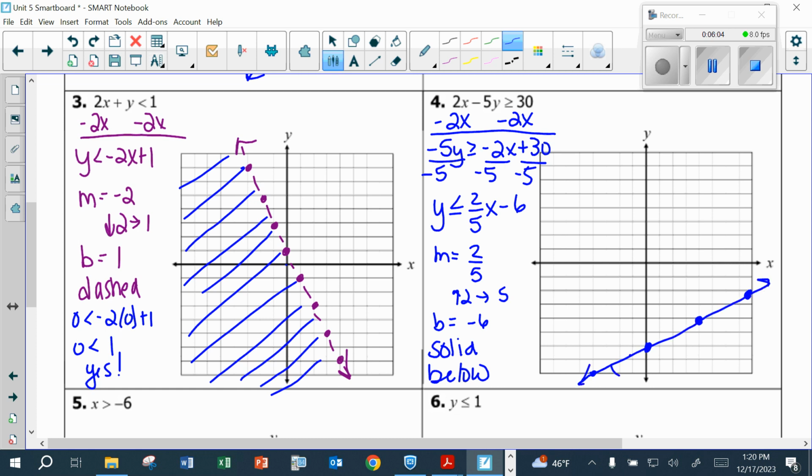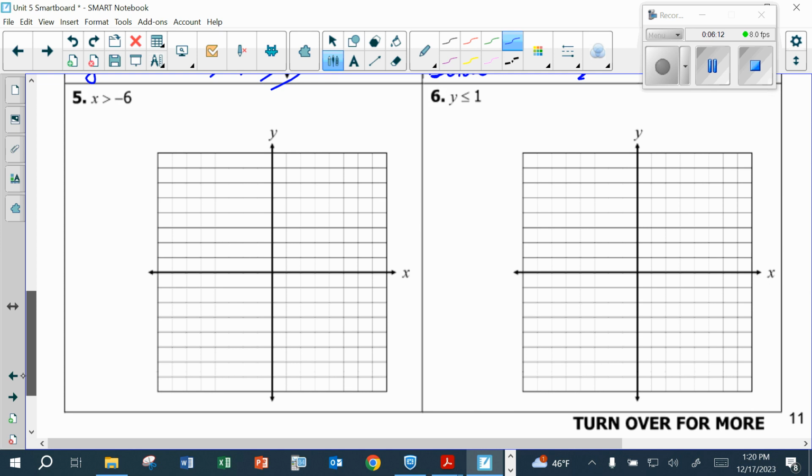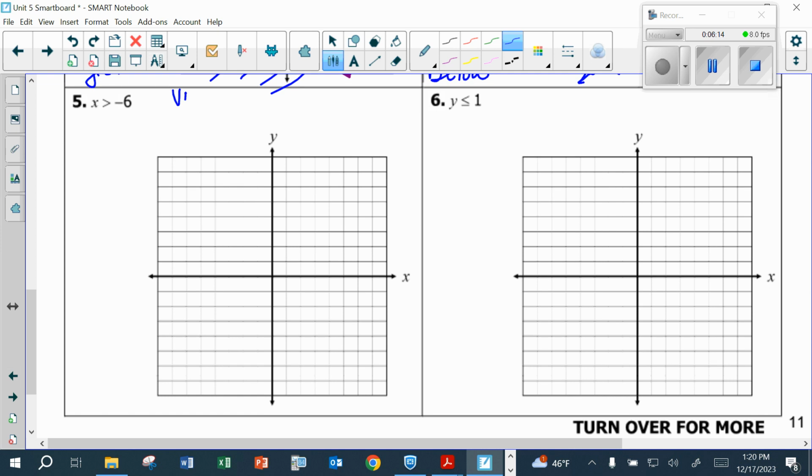And I'm going to shade below. So 0, 0 wouldn't be a solution to this inequality. Okay, we got some more boxes. So x is greater than negative 6. We're going to be dashed and vertical.